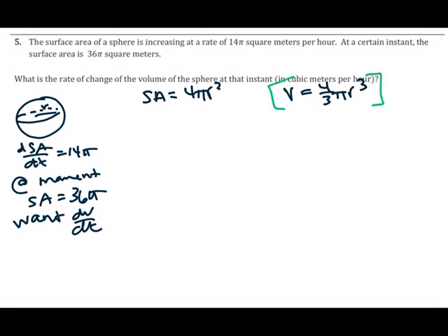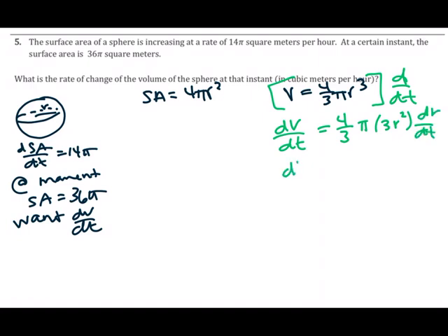So if I take the derivative with respect to t over here, I'm going to get dV/dt equals 4/3 times pi times 3r squared dr/dt. And let's just clean this up a little bit. This is going to give me 4 pi r squared dr/dt. My ultimate goal is to find this. The problem is I don't know what r is and I don't know what dr/dt is. So let's go back over here. Is there a way we could find r?